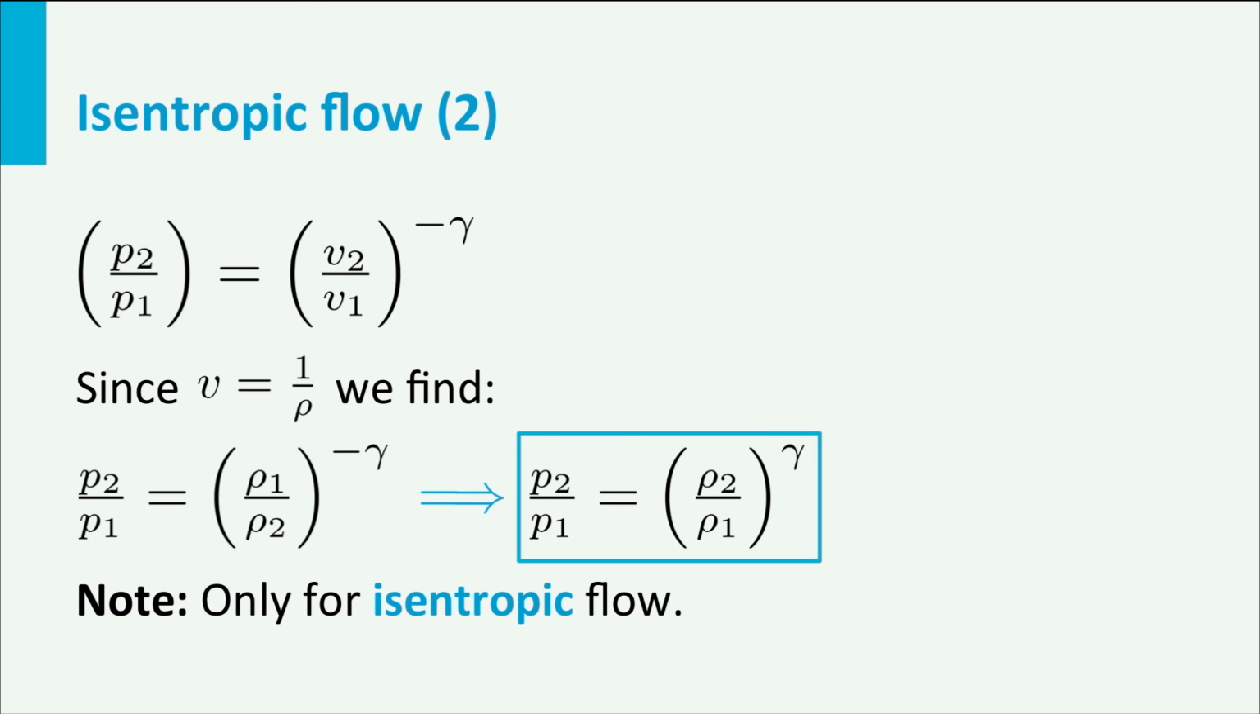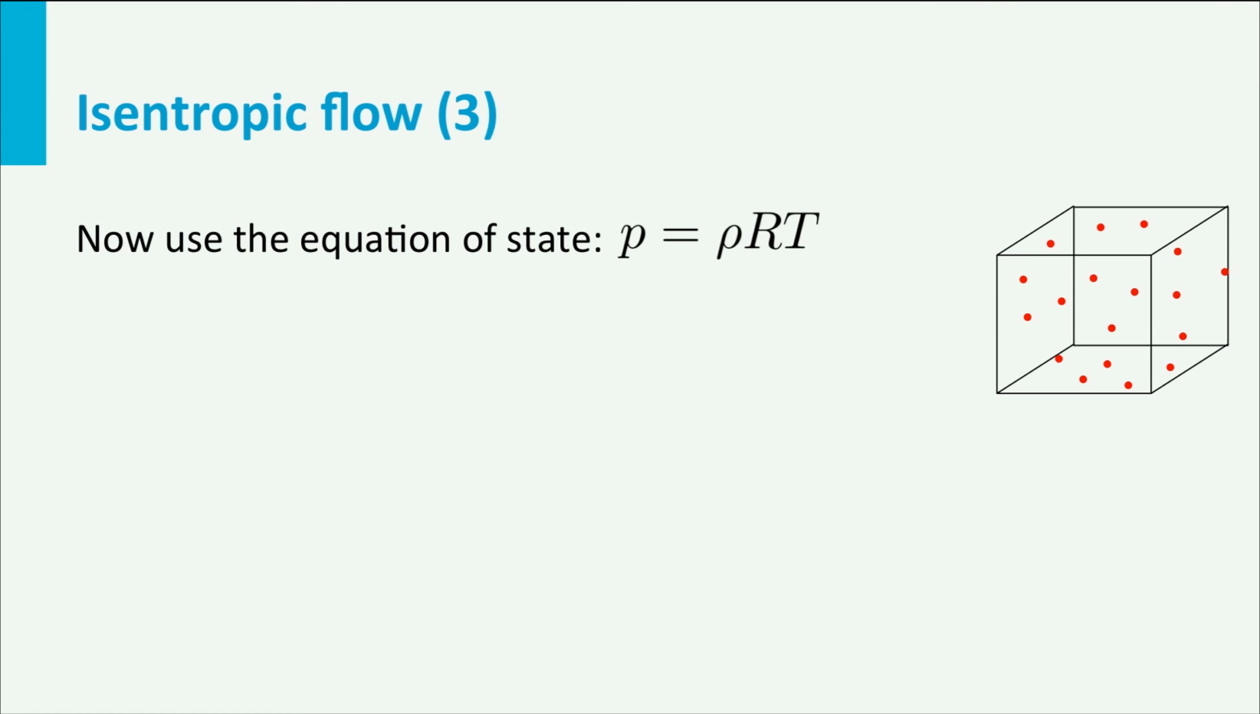Now, this relation between the pressure and the density can be very useful when we deal with compressible flows, but we would also like to relate, for instance, the pressure and the temperature between 2 points along a streamline. There is already an equation that relates the pressure and temperature in one point, and that is the equation of state. So we're going to use that to transform the equation we already have.